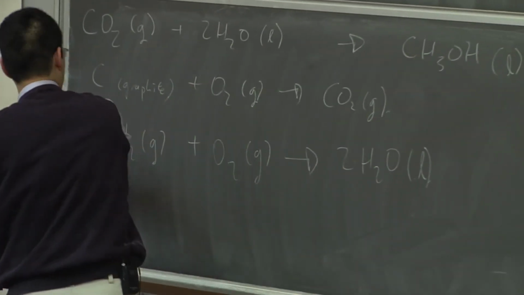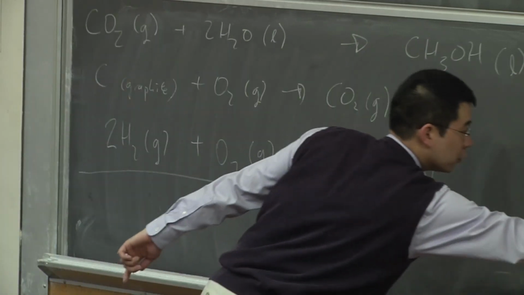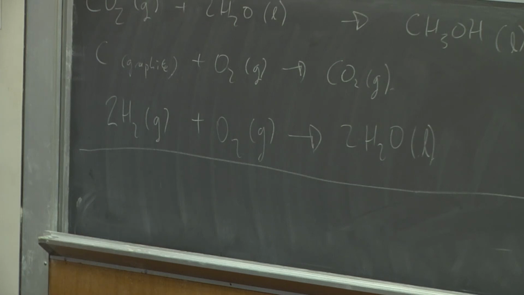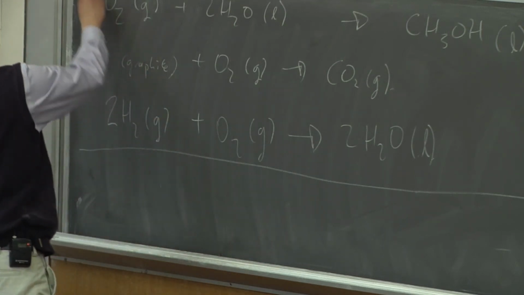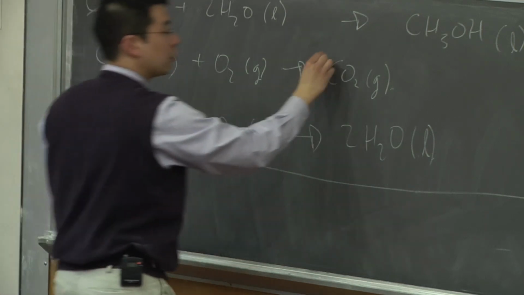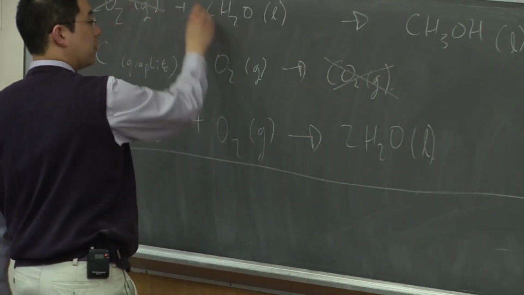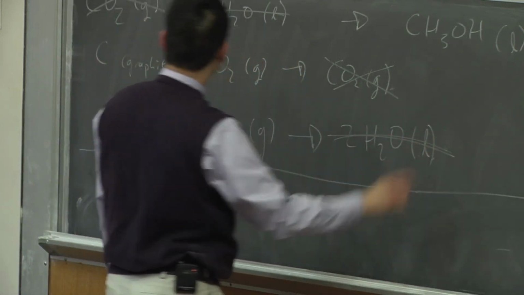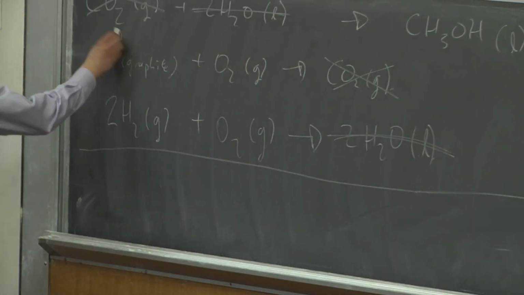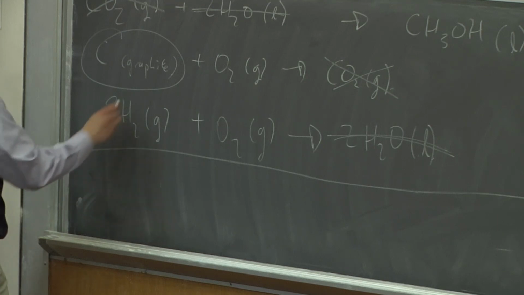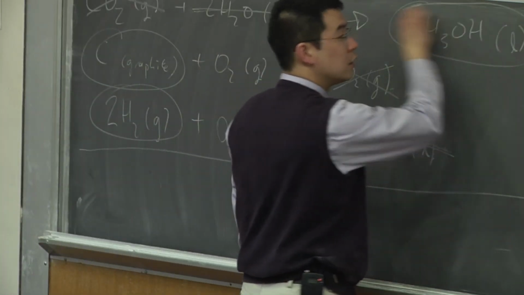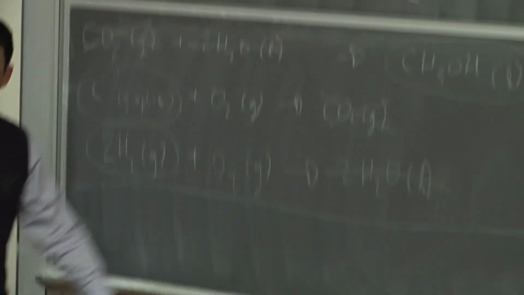OK, and so a lot of you that I talked to got up to here, and you started canceling stuff. So the CO2 cancels with the CO2, and the 2H2O cancels with the 2H2O. And so what do you have? You have your C graphite and your 2H2 and your CH3OH, and now you got some oxygen left.